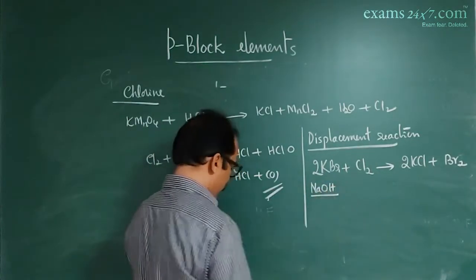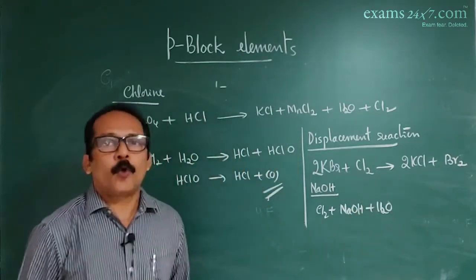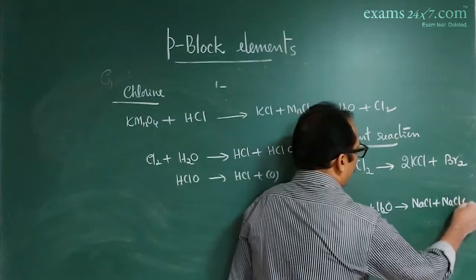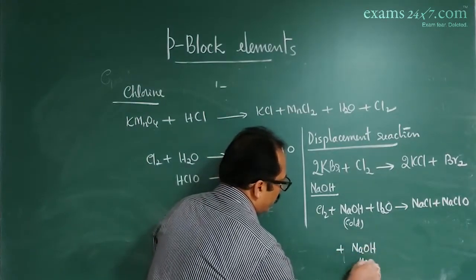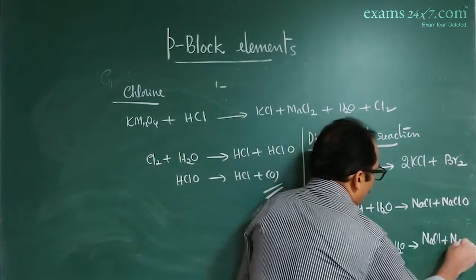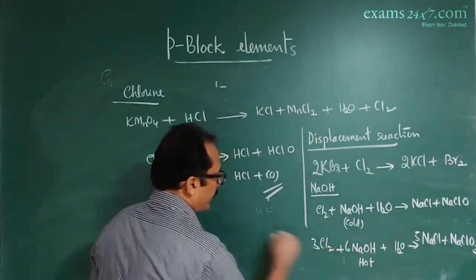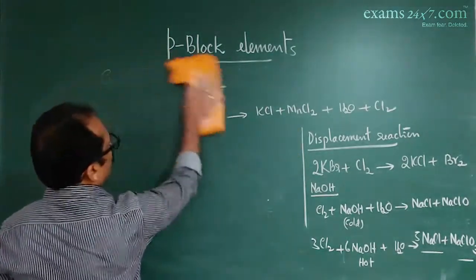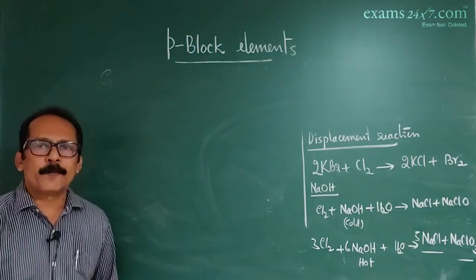Now, reaction with sodium hydroxide is very, very important. When chlorine reacts with sodium hydroxide in cold condition, that gives sodium chloride NaCl and sodium hypochlorite. When chlorine reacts with hot solution of sodium hydroxide, that gives sodium chloride NaCl and sodium chlorate NaClO3. Just remember this product. When chlorine reacts with hot and concentrated sodium hydroxide, that gives sodium chloride and sodium chlorate. Similarly, with cold and dilute sodium hydroxide, that forms sodium chloride and sodium hypochlorite.